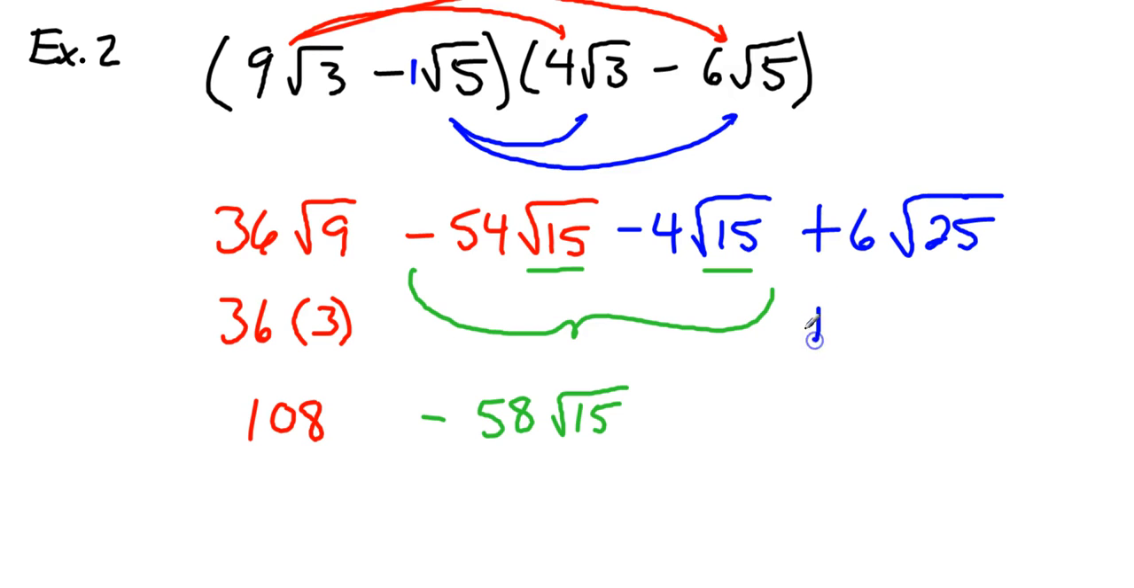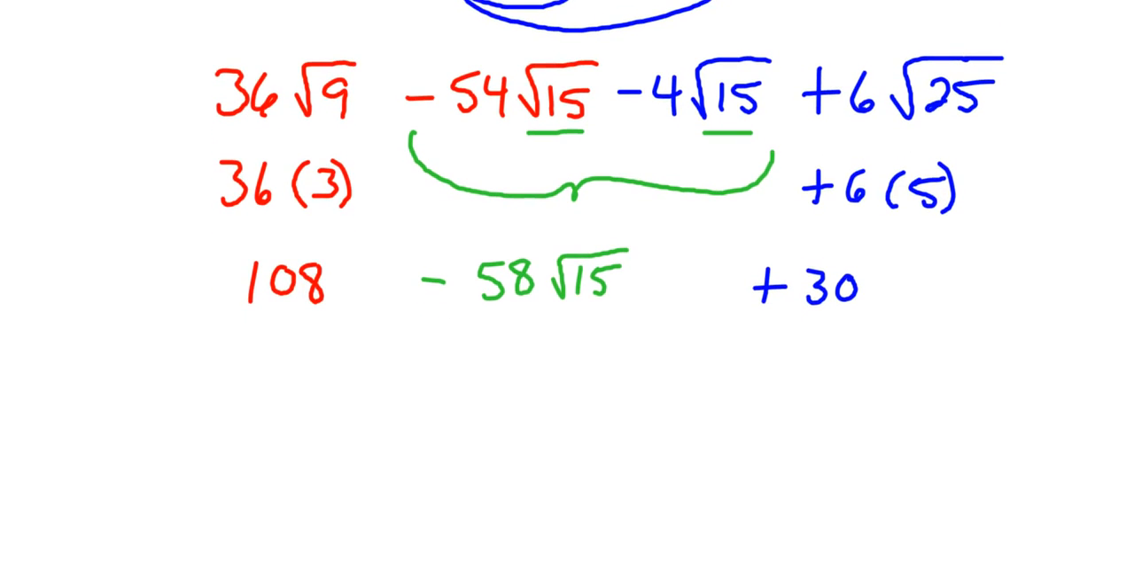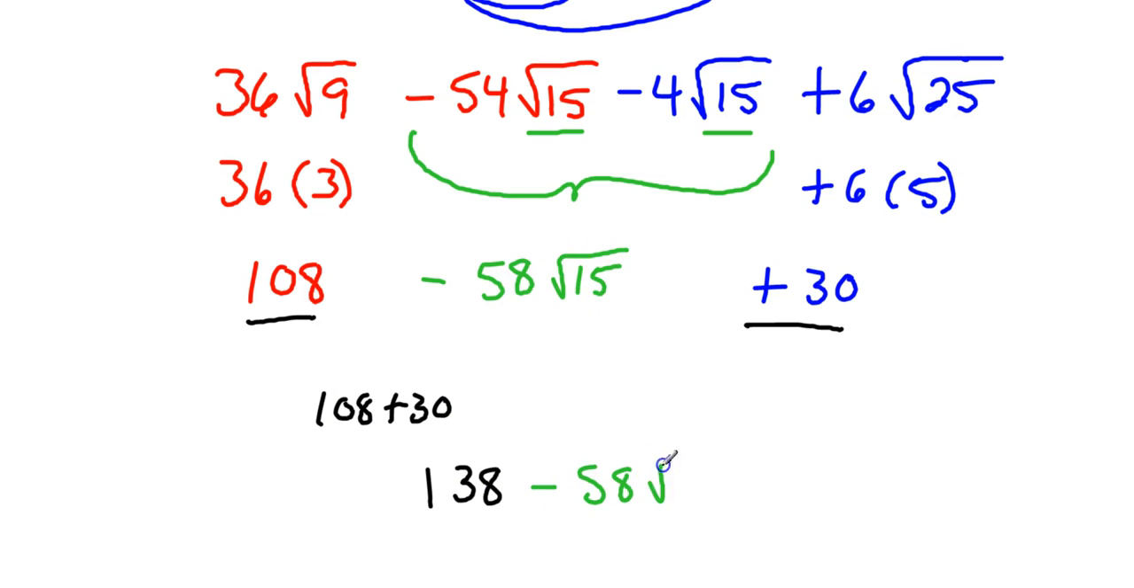The last one, square root of 25 is 5. So 6 times 5 is 30. Okay, so you've got 108 plus 30. Because those are two whole numbers, that would be 138. And then you've got the minus the square root that's left here, 58 square root of 15.